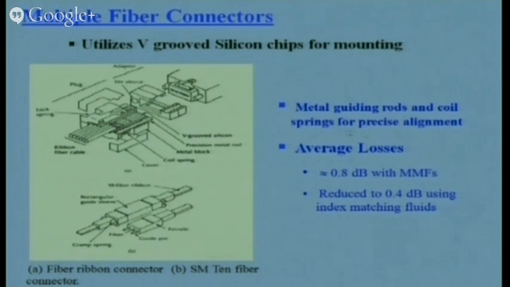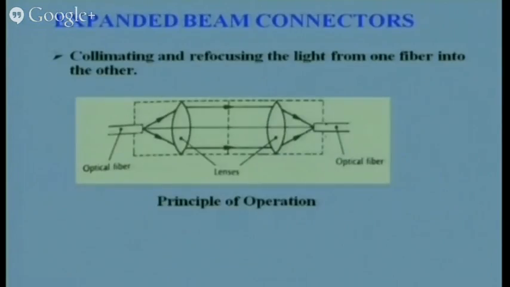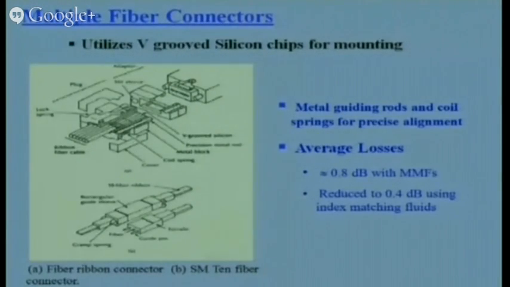Average loss is again maybe around 0.8 dB, or 0.4 dB if you use the index matching fluid. Fresnel reflection can be reduced, because inherent losses will be there in the connector also. So these are the different types of butt joint connectors.